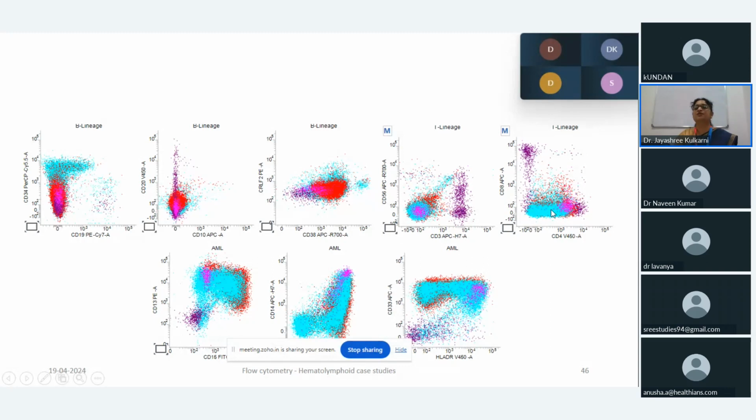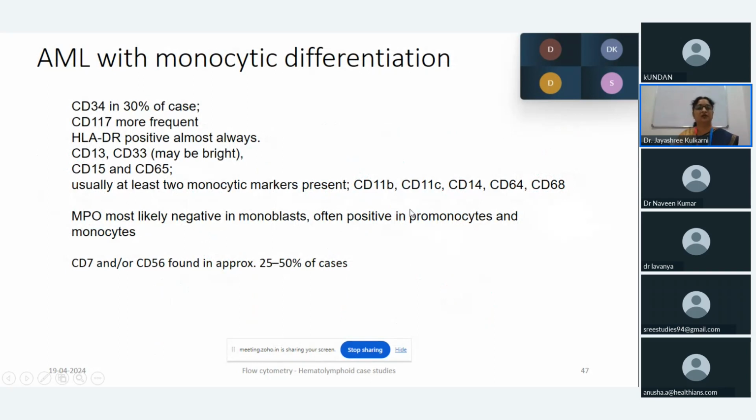Now, as we said, a monocytic marker, a very important marker, is CD4. And then look at CD14 and CD64. So all the blasts have shown co-positivity for CD14 and CD64. They are positive for CD4. And they are also showing the myeloid markers, CD13, CD33, and the HLA-DR, which is bright. So this is a typical case of AMML, which we used to call earlier. Now it is sufficient to call it AML with monocytic differentiation.